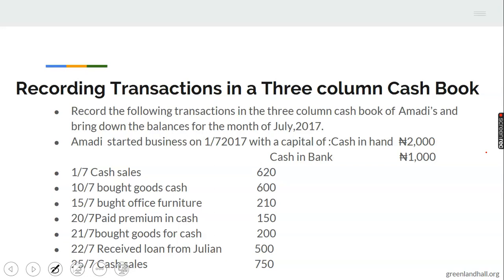Then 1/7 cash sales 620 naira. 10/7 bought goods for cash 600 naira. 15/7 bought office furniture 210 naira. 27 paid premium in cash 150 naira. 21/7 bought goods for cash 200 naira. 22/7 received loan from Julian 500 naira. Then 25/7 again cash is 750 naira.